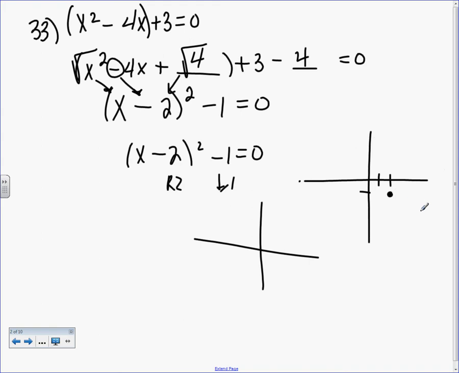How would this graph open? Up? Anybody not remember why? Okay. Would that be a max or a min? Min. We're able to graph it in 2 seconds because we put it in vertex form. Ask me a question.